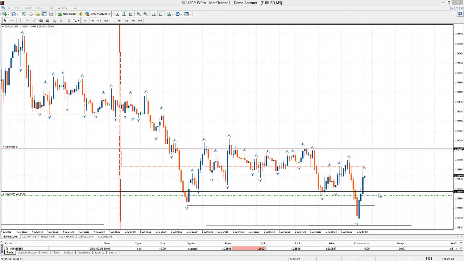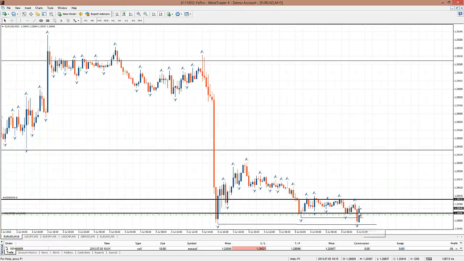We need to see price stay below. This is not good for the trade. See this candle holding above that close. And then this close, you see this close here on the 15-minute chart. I don't like the look of that.